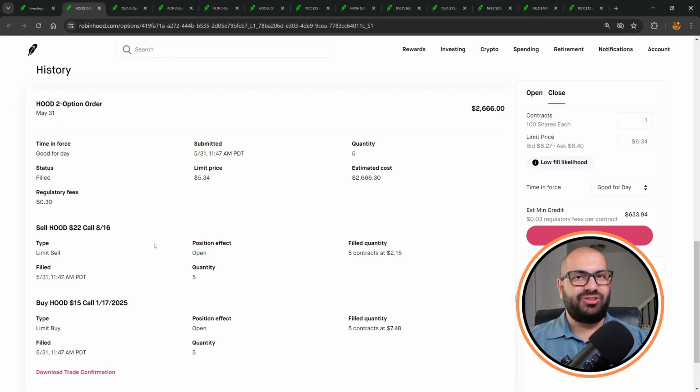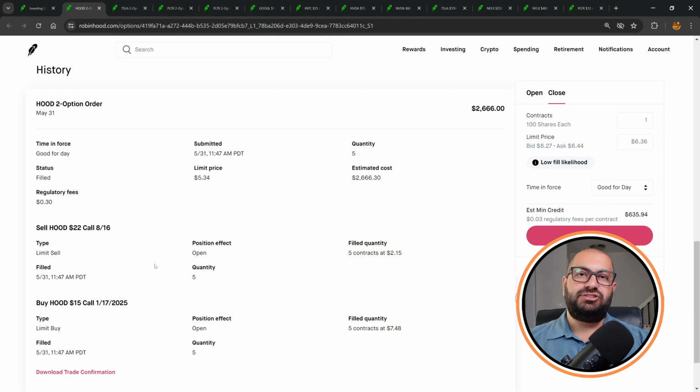The maximum profit for this trade is easily calculated by the difference between the call that we are buying and the call that we are selling. So as you can see, if we bought for 15 and sold for 22, that's a $7 difference, or $700 per contract, assuming Robinhood ends August 16 on or above $22.